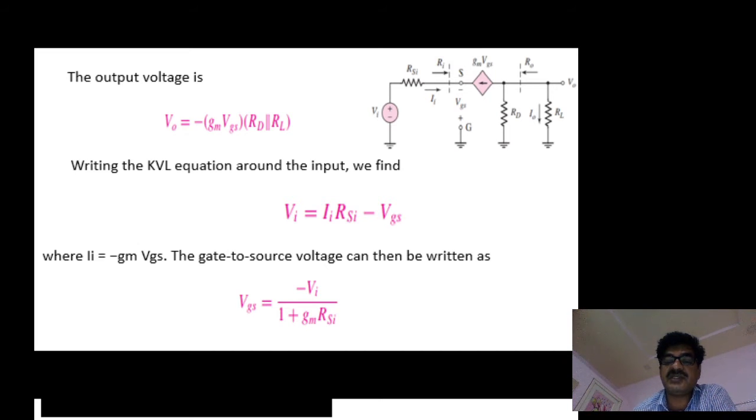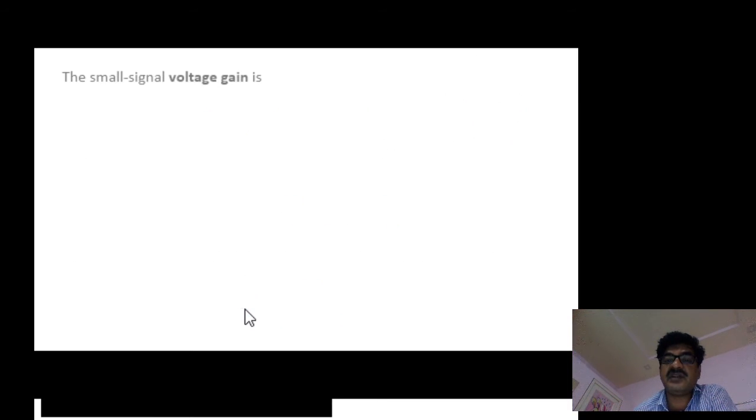Now substitute this VGS in the V0 equation. Therefore, the voltage gain V0 divided by VI equals gm into RD parallel RL divided by 1 plus gm RSI. Clear?